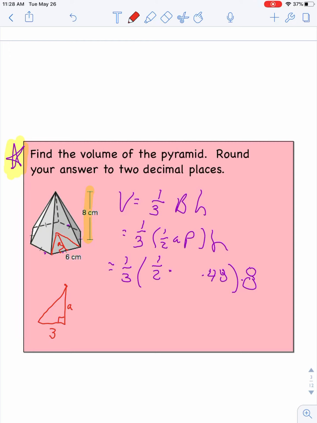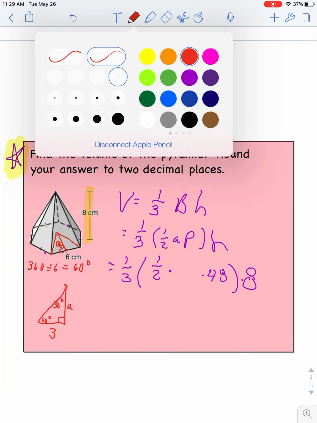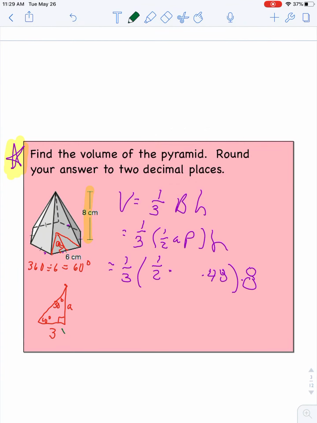So now I'm looking at this triangle right in here, and I'm trying to find that apothem. Well, I also have to figure out what is the degree measure. 360 divided by the 6 angles that are in there would give you 60 degrees. But then this piece of it is just half of it, so you get 30. And this is that nice 30, 60, 90, where our relationships are the shorter leg is x, the hypotenuse is 2x, and the longer leg is x root 3.